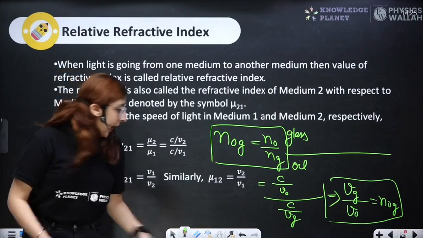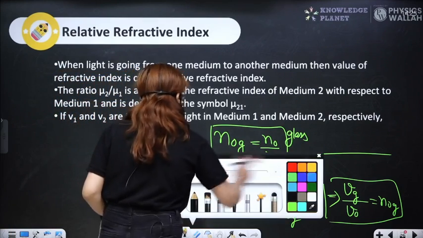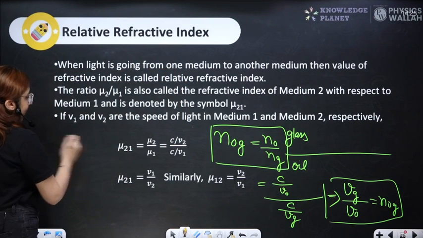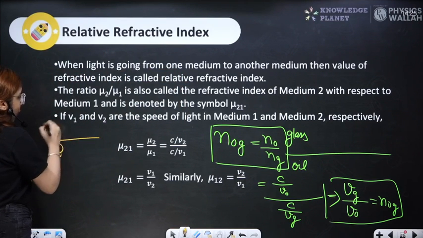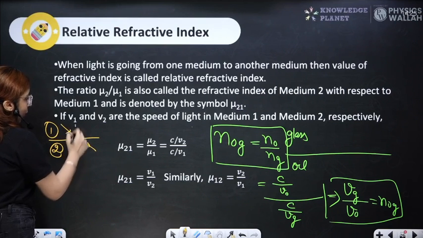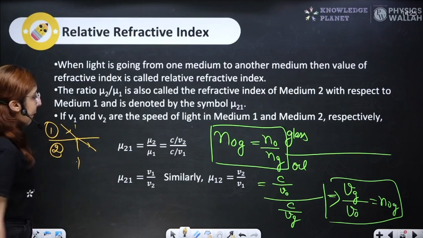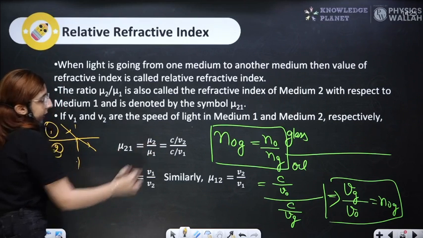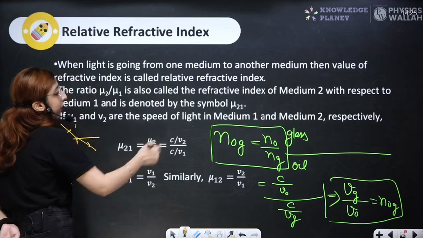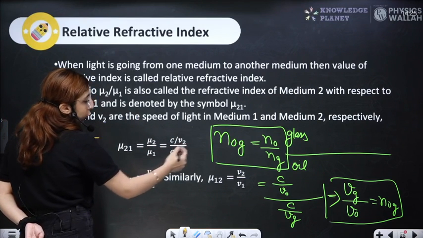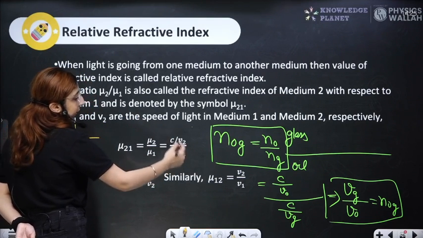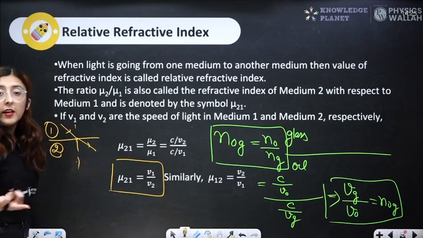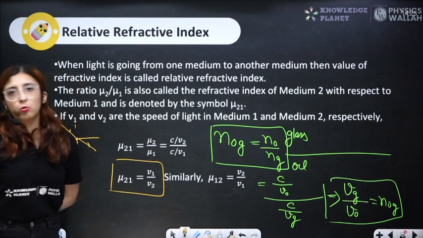Okay, let's take up the case here. So have a look. Refractive index of 2 with 1. That means light is entering in 2, coming from 1. So what will happen? Refractive index of 2 by refractive index of 1. Break it. C by, that means speed of light in air by speed of light in medium 2, by speed of light in air by speed of light in medium 1. After solving this, have a look: speed of light in medium 1 by speed of light in medium 2.